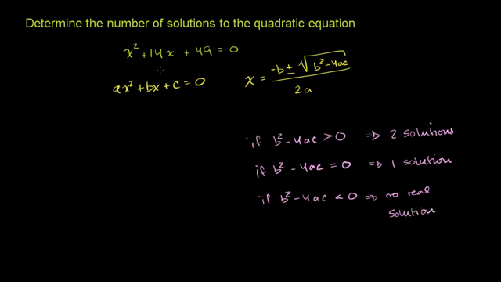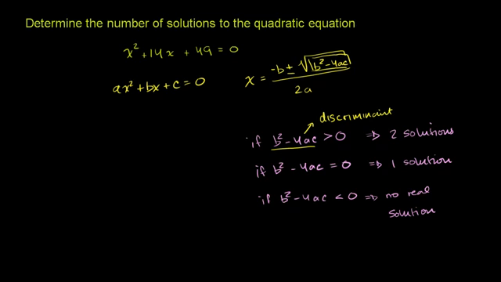So let's think about it in the context of this equation right here. And just in case you're curious whether this expression, b squared minus 4ac, has a name, it does. It's called the discriminant. This is the discriminant. That's that part of the quadratic formula. It determines the number of solutions we have. So if we want to figure out the number of solutions to this equation, we don't have to go through the whole quadratic formula, although it's not that much work. We just have to evaluate b squared minus 4ac.